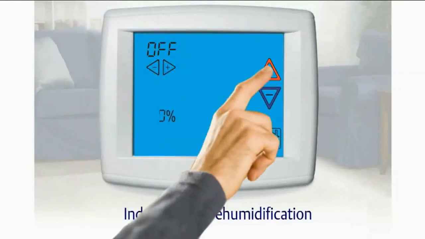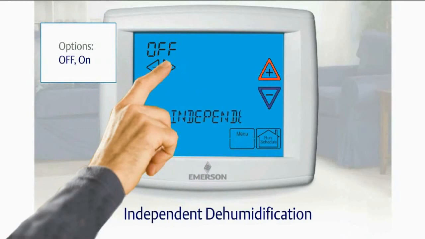Menu item 12, independent dehumidification. When on is selected, the DHM2 output is active when humidity level is above the desired dehumidification setting.